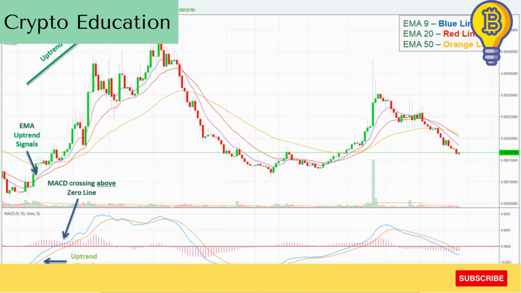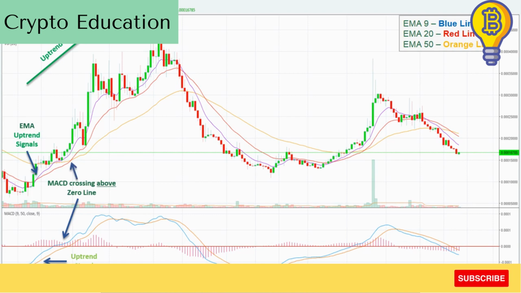As I've mentioned in the previous video, when the MACD is above the zero line, the EMA 9 is likely above the EMA 50. This shows us a stronger uptrend signal because the EMA 50 can act as a dynamic support that helps push the price up. You see, when the MACD crossed above the zero line, we also had the EMA 9 above the EMA 50.